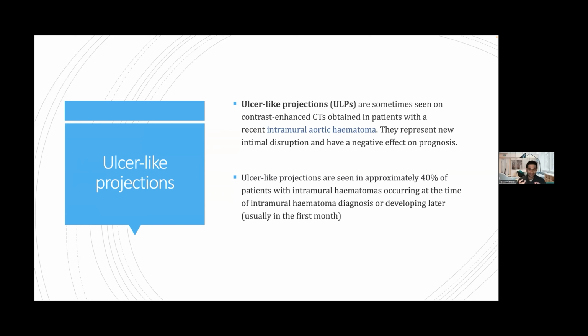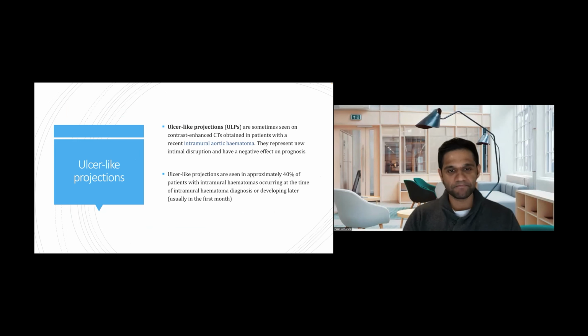The bad news is that if you have ULPs and you have an IMH, the prognosis is not very great for the patient. Now, when do we get these things? It either develops at the same time as the IMH, or if it develops later, it develops in the first month from the presentation.